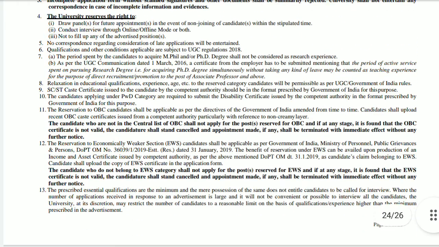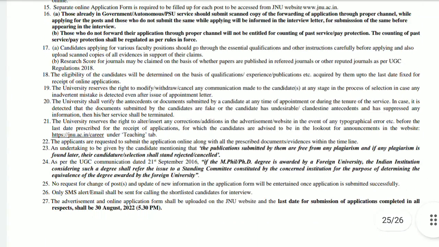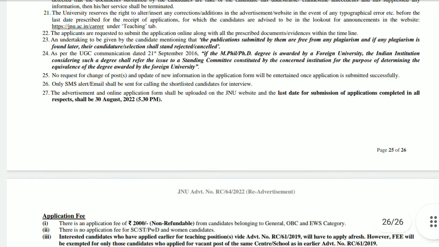The last date for applying for the teaching job in Jawaharlal Nehru University is 30 August 2022.